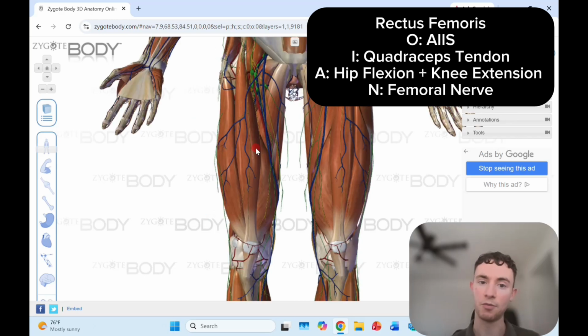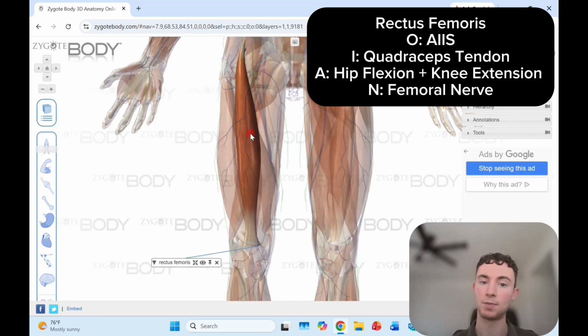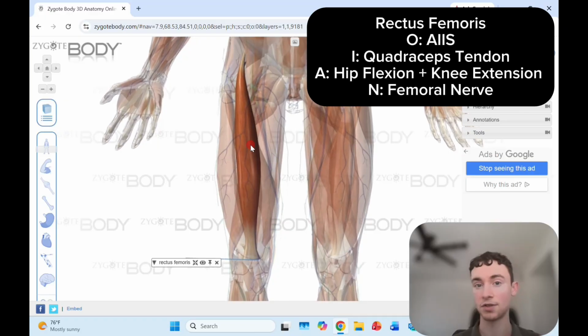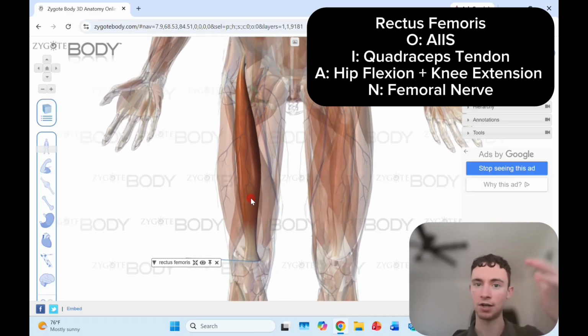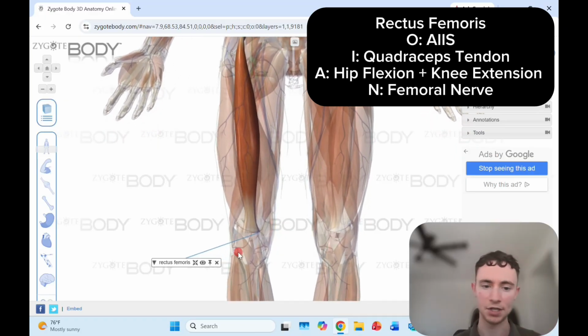This is also innervated by the femoral nerve. What's special about this one is that it's the only quadricep muscle that produces hip flexion, as it does cross the hip joint, and then also produces knee extension, of course.